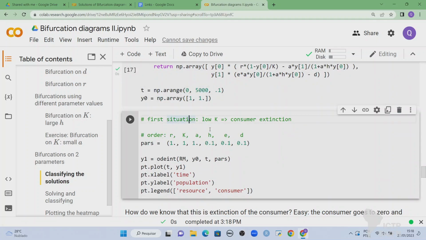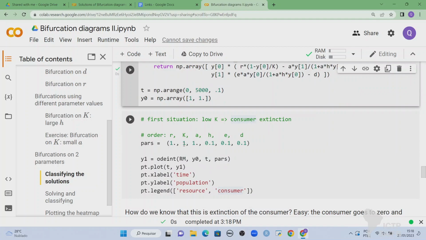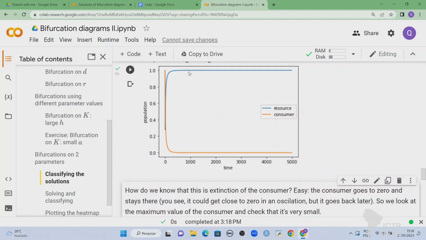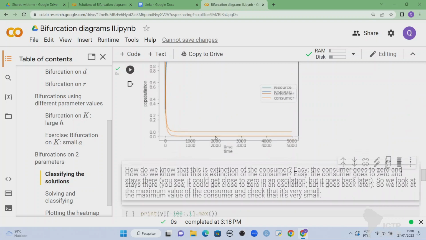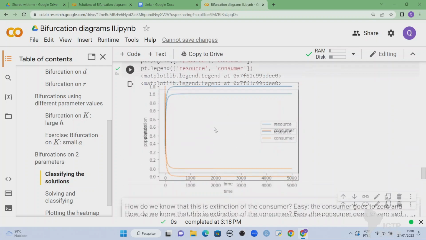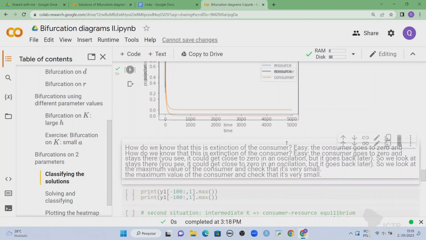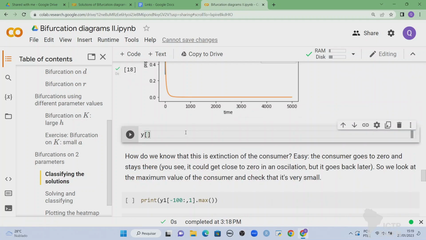The first situation is consumer extinction. So I put here a low value of k, with k equal to 1, to see the extinction of the consumer. You see this? What happens with the value of the solution? The consumer is going to 0. If I test the value of y, let me print the very last value here, y minus 1. Is it going to be 0 for the consumer?